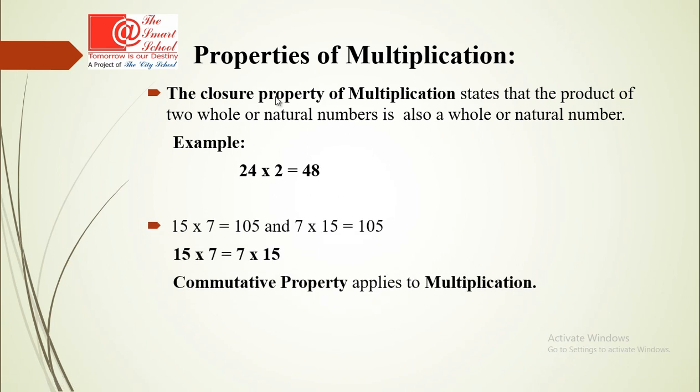Now we will check the commutative property. 15 multiplied by 7 is equal to 105 and 7 multiplied by 15 is equal to 105. So it means 15 into 7 is equal to 7 into 15. So the commutative property applies to multiplication. It is proved.